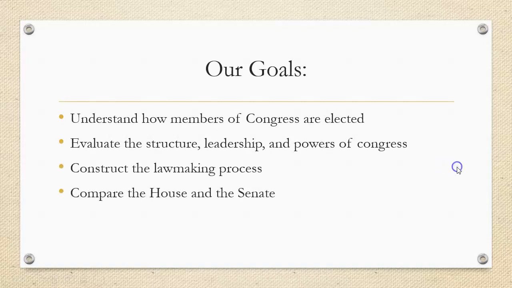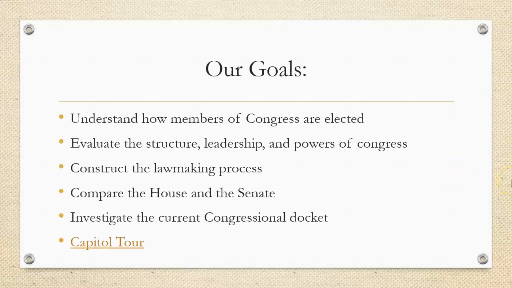Okay, so here's what we're going to learn. I want you to understand how members of Congress are elected. We're going to spend a lot of time evaluating the structure, leadership, and powers of Congress. You're going to look at the lawmaking process, and you'll learn that most bills never ever become a law. They actually sit in the committee, and that'll make sense to you by the end of all of this. We're going to look at the House and the Senate and compare them and determine the similarities and differences between them. You're going to pick a current congressional bill of your choice that's currently on the docket and tell me what that's about and how you would vote if you were a member of Congress. And then there's a Capitol tour you're going to take. That's on the website that I created for this unit.